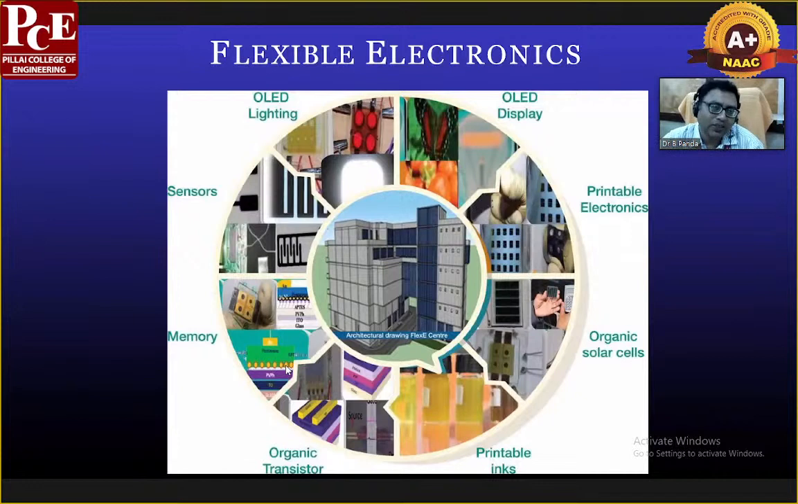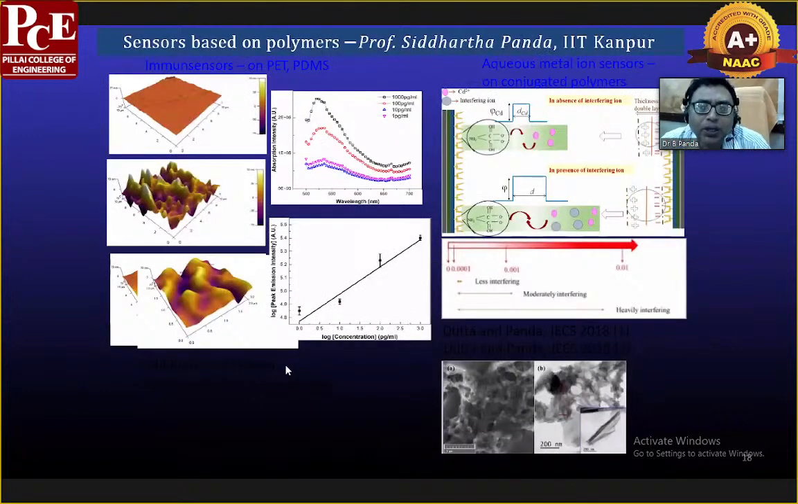As I said, in the world of flexible electronics, people are using polymers everywhere, in light emitting diodes, lighting, displays, and many more. And people are using a lot of polymeric materials in the field of sensors, because nowadays people are going to sensors for energy consumption.